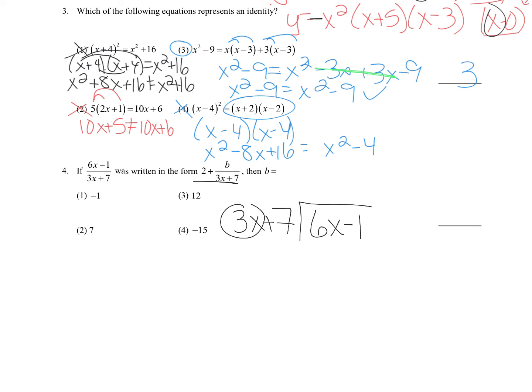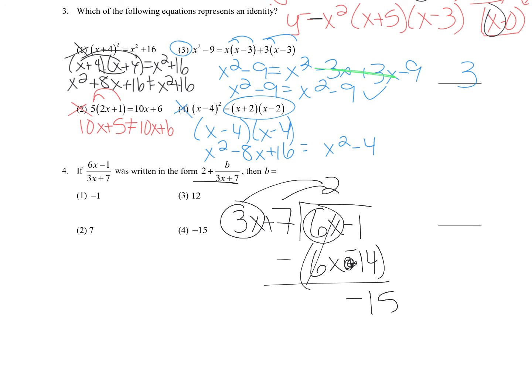We see how many times the 3x goes into the 6x, that goes in 2 times, and then we multiply. So we get 6x plus 14 down here. We're going to change signs. 6x minus 6x is gone. Negative 1 minus 14 is negative 15. So we would write the quotient here, which is 2. And then we write the remainder, which is negative 15, over this divisor, 3x plus 7. Okay, so the number that's in the place of b is the negative 15.